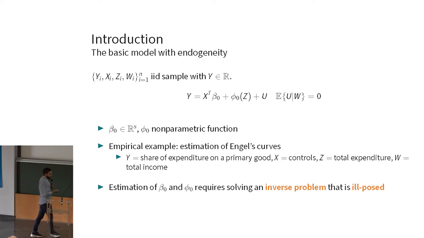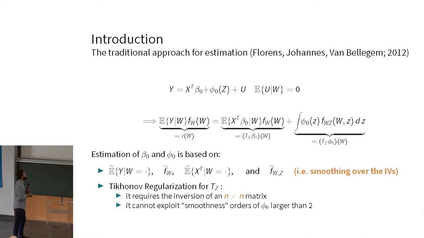Now, let me present the traditional approach that is used to estimate this model. To estimate this model, normally what is done in the literature is to apply the conditional expectation conditional on w to both sides of this equation, and to use the exogeneity of the instruments. So essentially, if we apply the conditional expectation of y given w to both sides, we obtain this equation, where f_w is the density of the instruments.